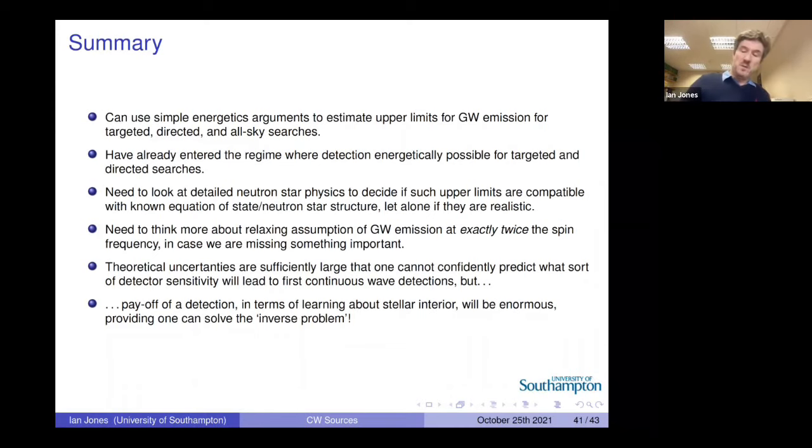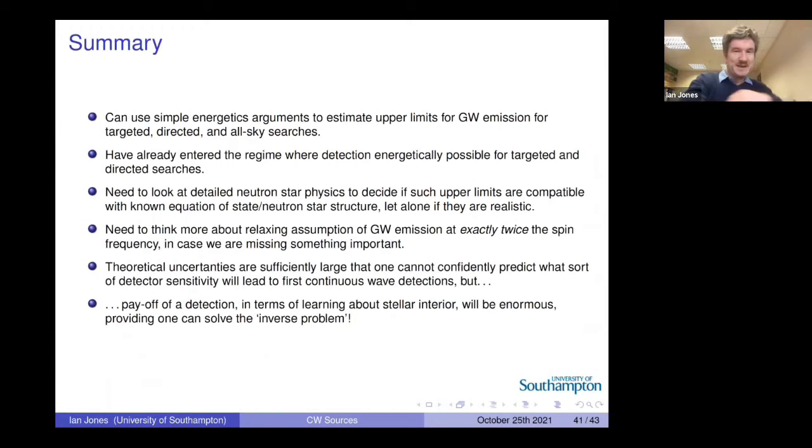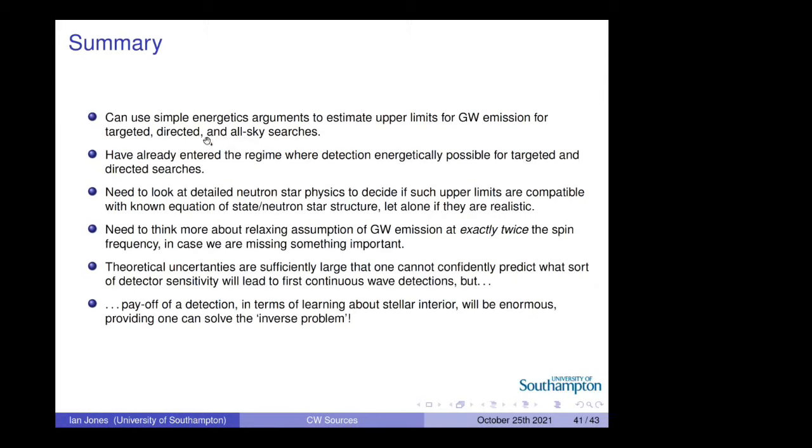So that's it. I've got a couple of slides with exercises, but maybe at this point I should ask if there's anybody who wants to ask any questions. Gurudutt has a hand. Okay, go ahead. Yes, I have a question from the CFS instability.